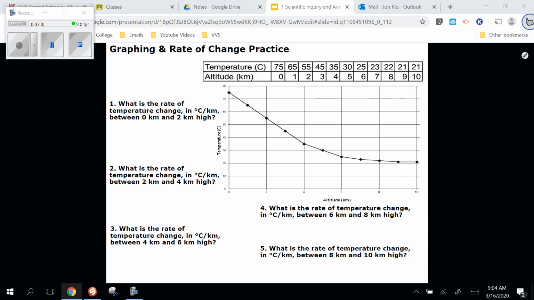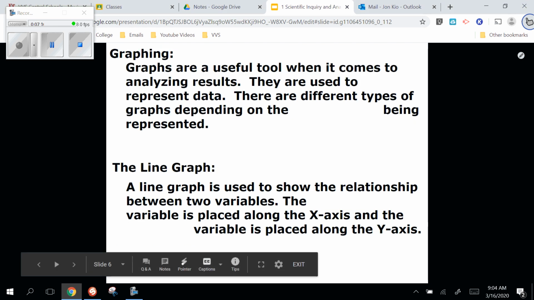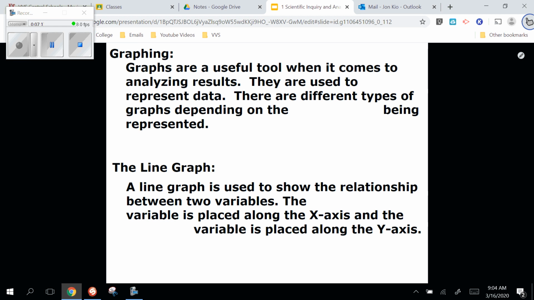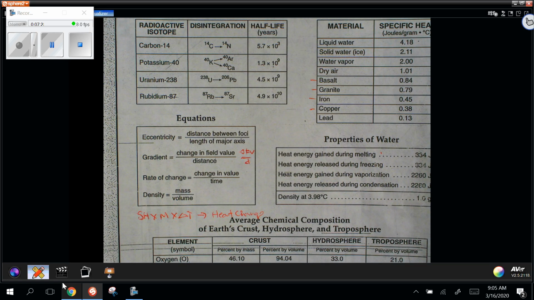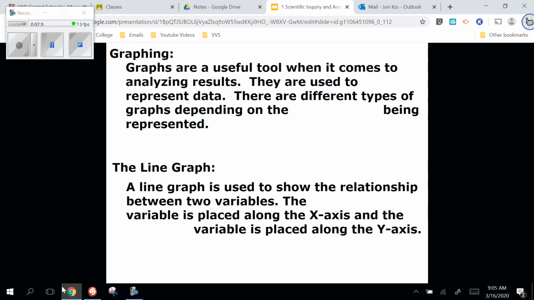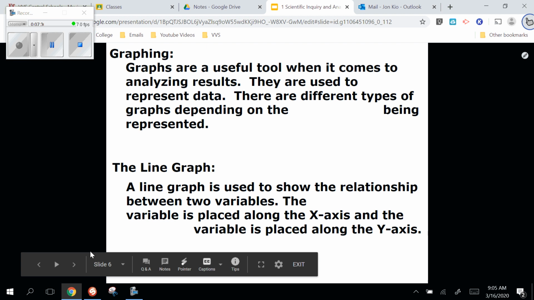Let's move on. All right, graphing. Just real quick on graphing, just a reminder that the majority of the graphs we do in here are going to be line graphs. We don't do too many bar or pie charts. We do a couple, but for the most part, we do line graphs.